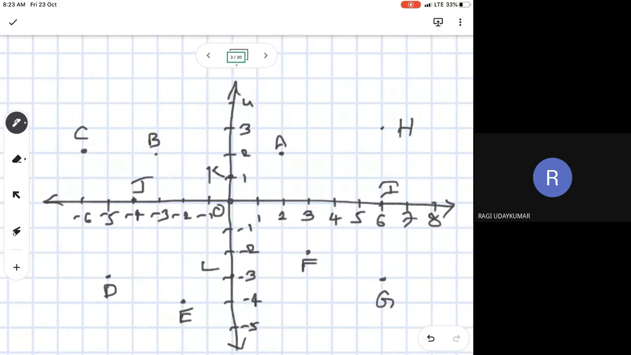Go past point A. Coordinates क्या है? What are the coordinates of point A? 2, 2. Yes, very good. Anyone, 2, 2. Coordinates of B. B here. -3, 2. -3, 2.